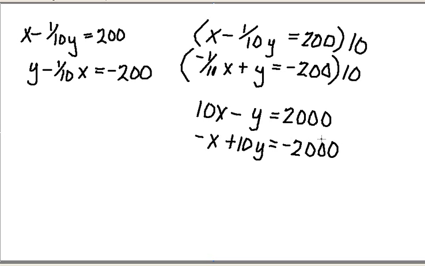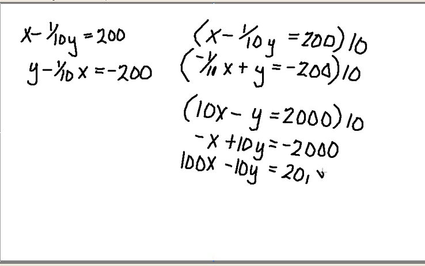Okay, and now I want to clear out one of my variables. Pick a variable, either one. They're both opposite signs, so I'm just going to multiply one of them by 10. Why don't I just do the first one? So I'm going to multiply that by 10, and I'll get a new equation, 100x minus 10y, and now that's going to be equal to 20,000. The numbers are getting big in a hurry, aren't they?